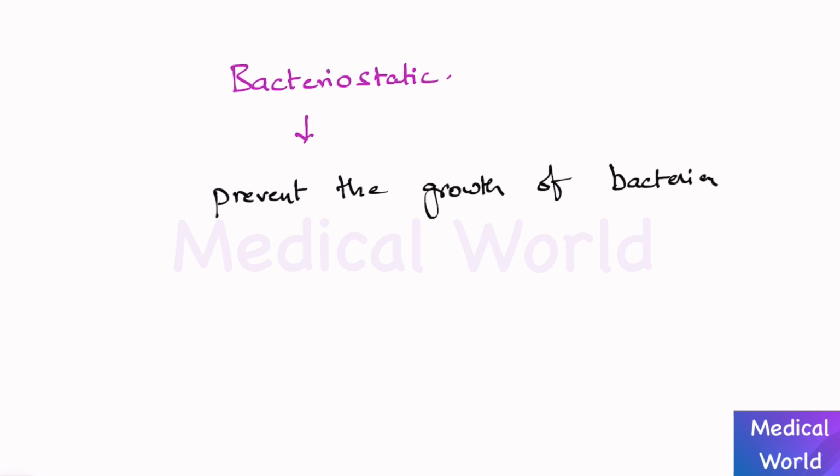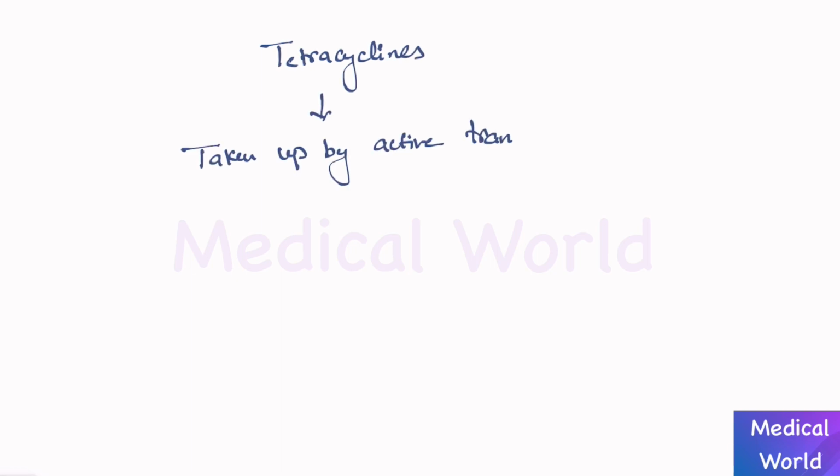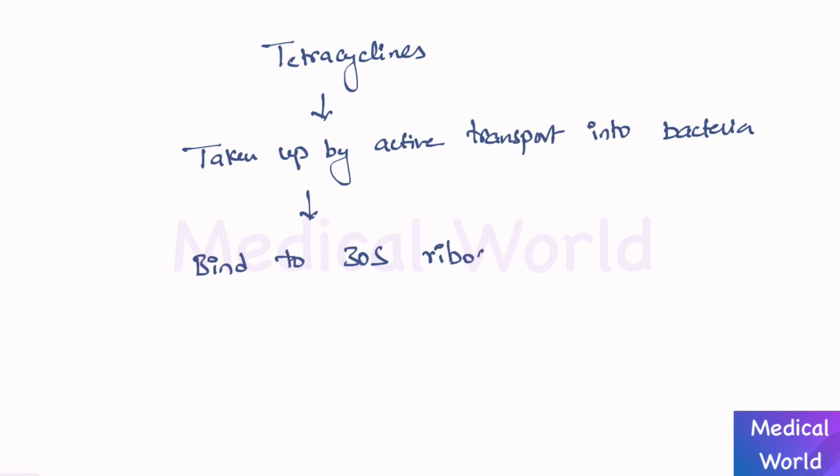These drugs are mainly bacteriostatic. That means they do not directly kill the bacteria, they prevent the growth of bacteria by inhibiting protein synthesis. In the coming few minutes you will know the exact mechanism of how these drugs act on bacteria. Tetracyclines are taken up by the bacteria by active transport. This active transport mechanism is absent in mammals. So these are selectively toxic to bacteria.